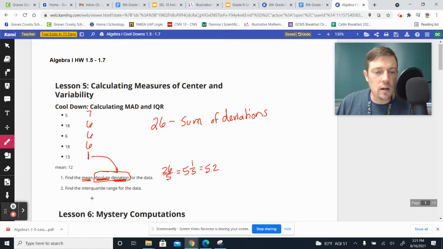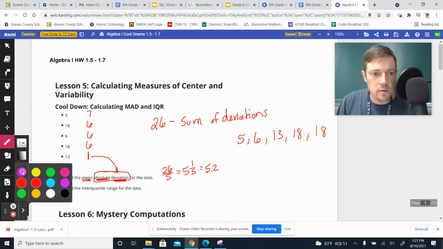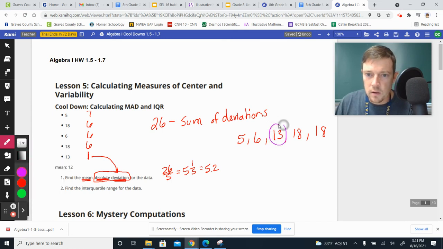And then the interquartile range, you need the five number summary for that, which means we need to put them in order. So 5, 6, 13, and a pair of 18s. So we got our list of numbers. Our median, that's the number in the center. So I'm going to circle that here. Here's our median. All right. Here's our minimum, which we don't need, but there it is. There's our maximum. And whenever we split this sucker into two different groups, we have a set of two numbers on the bottom. We have a set of two numbers on the top.